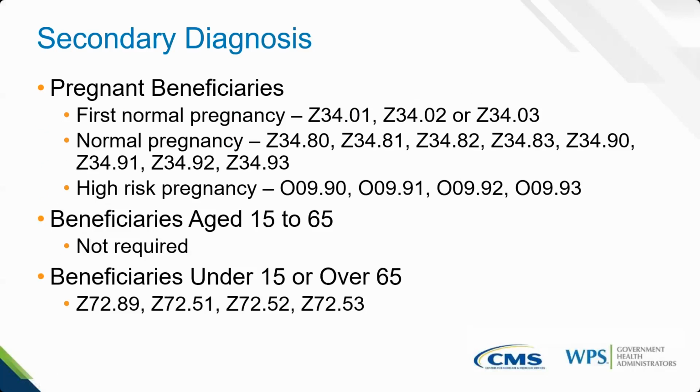So now we're going to take a look at the secondary diagnosis codes. If you are billing for a pregnant beneficiary, there are many secondary codes to choose from. Codes are first broken down into the type of pregnancy. So you'd have first normal pregnancy, a normal pregnancy, and then high risk. And then after that, the codes are further broken down into the different trimesters.